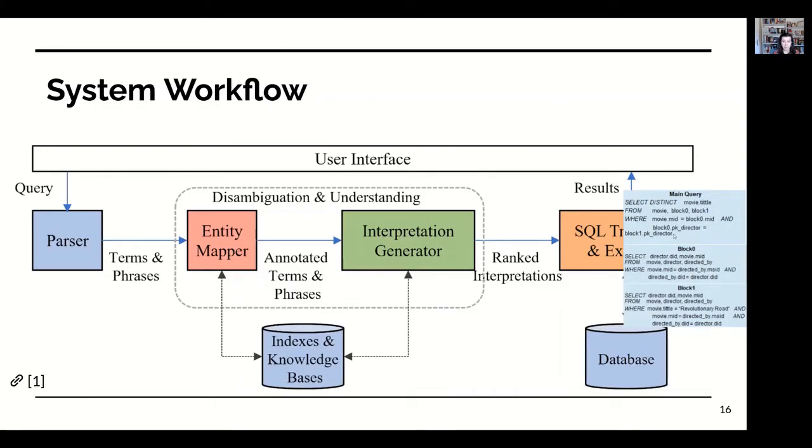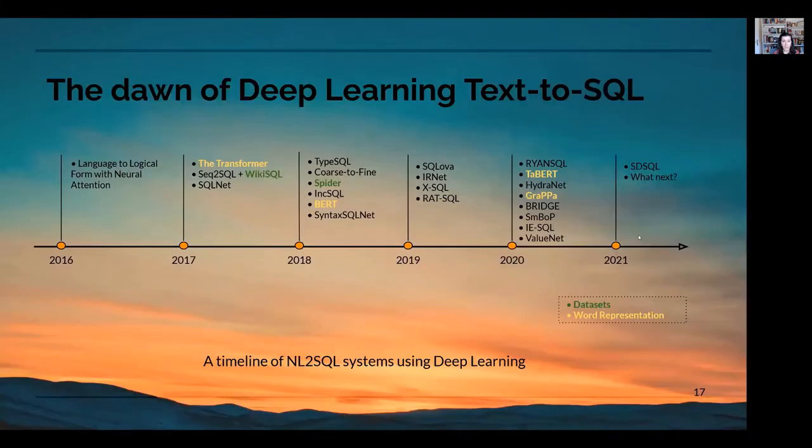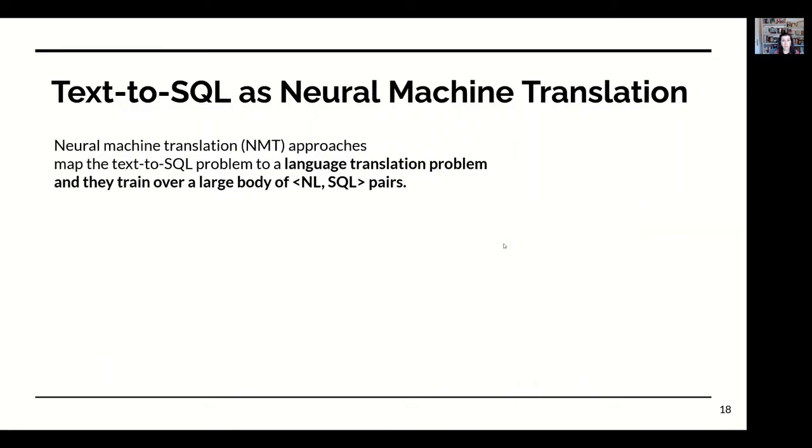However, here it would have been much more difficult. Now, in the last few years, we see many different systems that employ deep learning techniques for text-to-SQL. These systems see the text-to-SQL problem as a neural machine translation problem, where they train over a large body of NL and SQL pairs. When they see a new natural language question, they try to figure out what SQL query should be mapped to it.